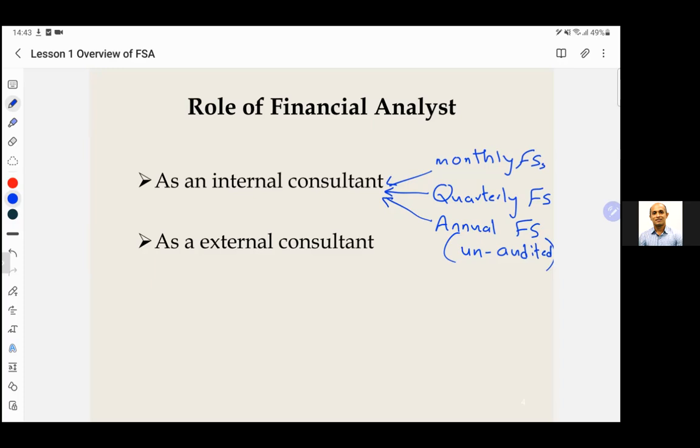Right. So that's the objective of accounting analysis. Simply, in accounting analysis, you try to make the financial statements suitable for the analysis.